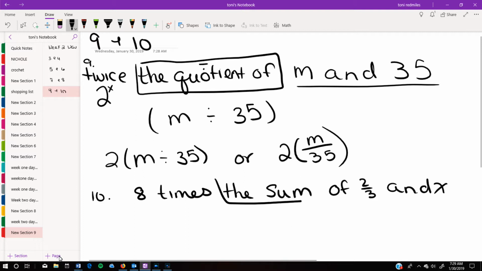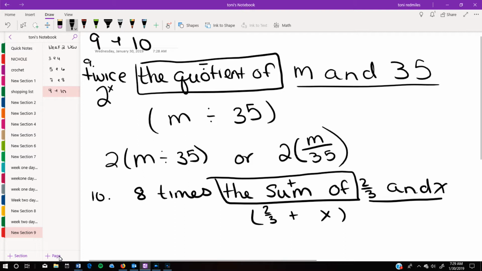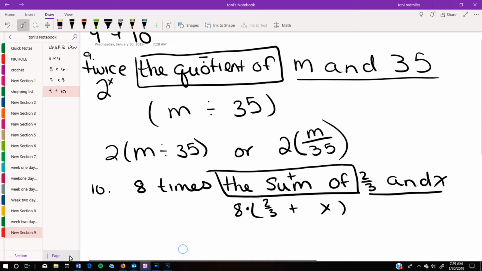Okay, so the sum of means parentheses with addition. Afterwards tells me what's in the parentheses. 8 times means it's 8 times that. So that's my expression. Don't have to, I can write a little dot in here if I want, but I don't have to. When they're right beside each other, that means multiplication.